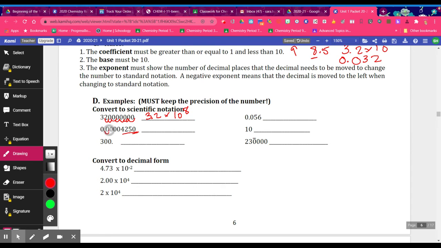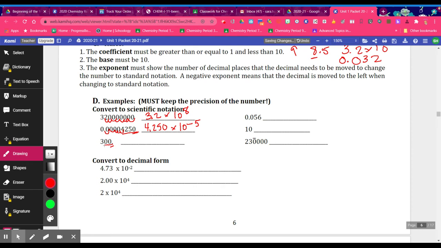To move that decimal point 1, 2, 3, 4, 5 times to the right, it's a number that's smaller than 1. So this is 4.250 times 10 to the negative fifth. Okay. 300, we've got a decimal at the end, so these zeros are significant.